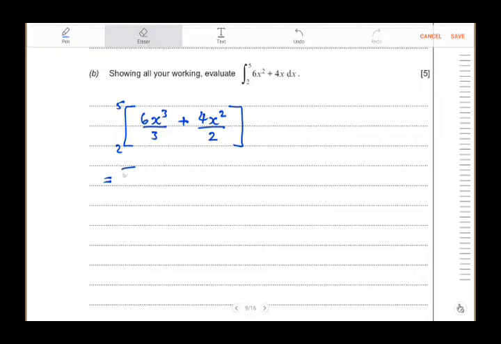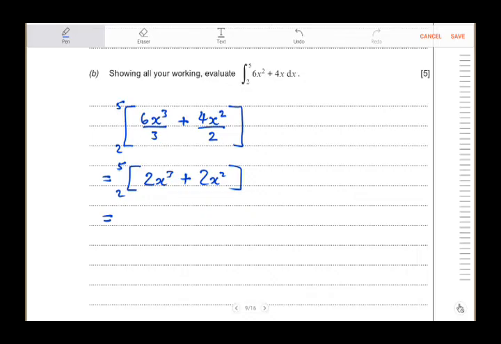Sorry, I'm going to look to see if I can simplify it first to make it easy to work with. And of course I can. Rushing ahead there. 6 divided by 3 is 2x cubed. 4 divided by 2 is 2x squared. Rushing to get these done for you.